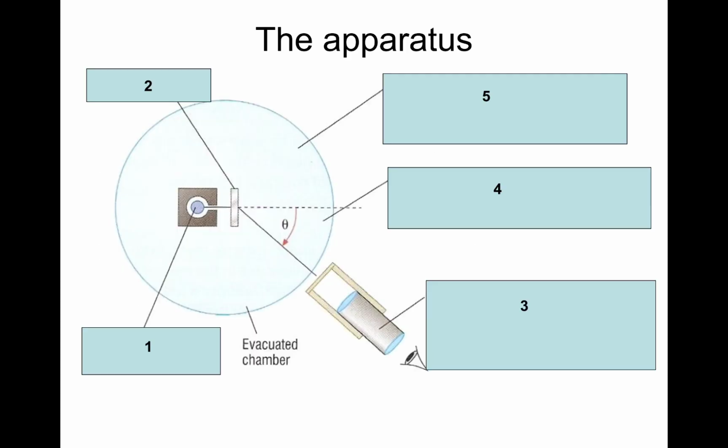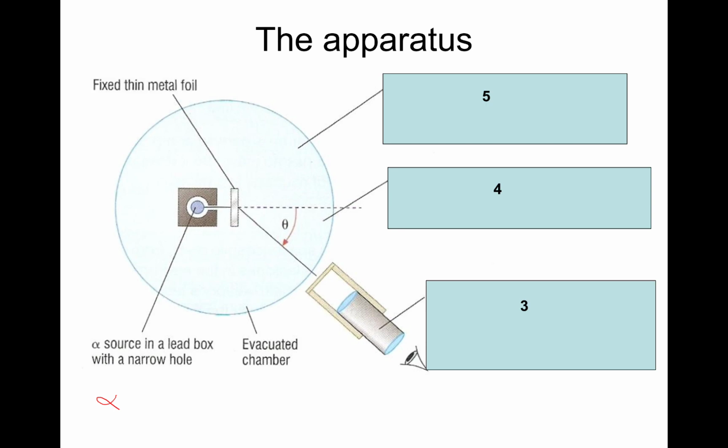So this is what it looked like. Number one, you've got an alpha source. Alpha is this one, the Greek letter alpha. It means alpha radiation. So the alpha source is in a lead box. The reason it's in a lead box is so it can only get out through the gap, because lead absorbs radiation. Then you've got the fixed thin metal foil. The metal was gold, or gold leaf.